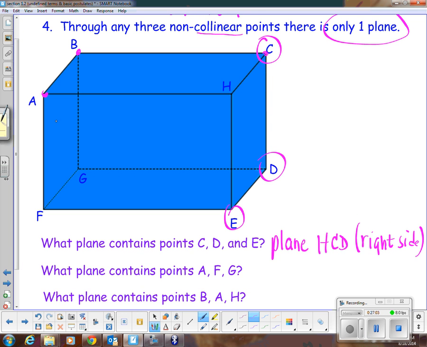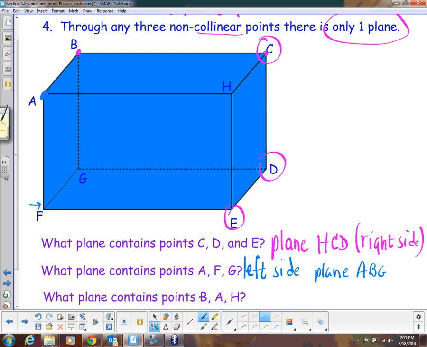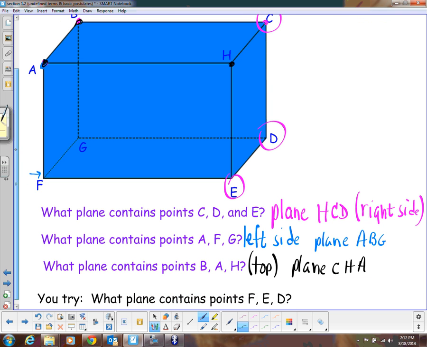What plane contains AFG? Let me get a different color. Here's our A. Here's our F. And there's our G. So if we look at that, that is going to be the left side, and I'm going to name it plane ABG. I'm using letters there that help distinguish it. All right, what plane contains BAH? Where is B? Here is B, here is A, and here is H. It looks to me like that is the top. So that would be plane CHA. And again, there are other ways you can name that.